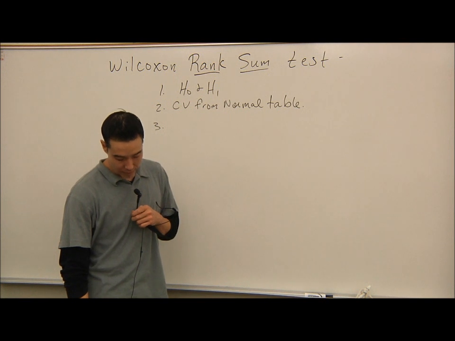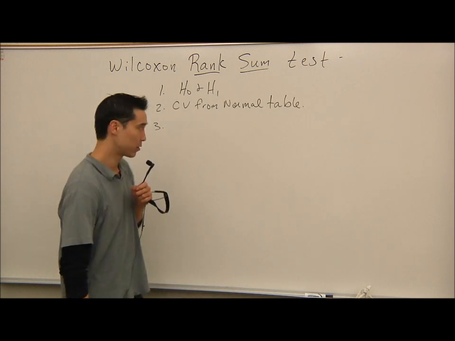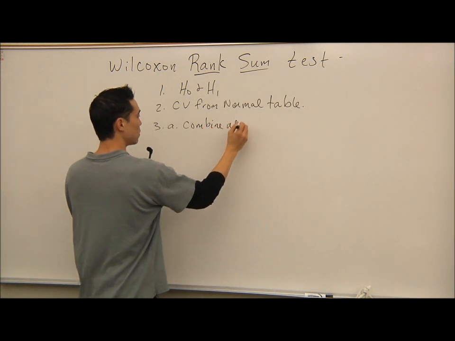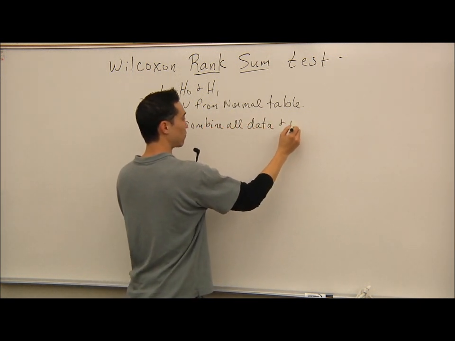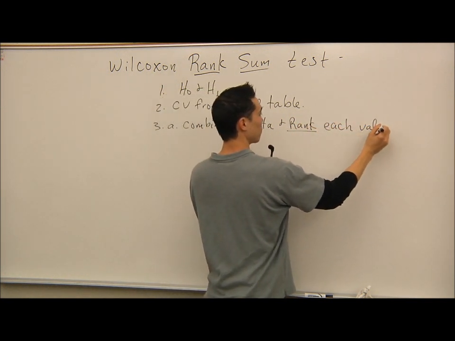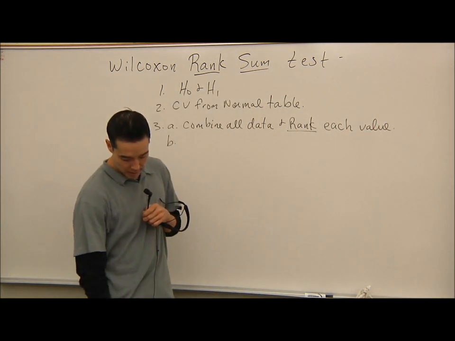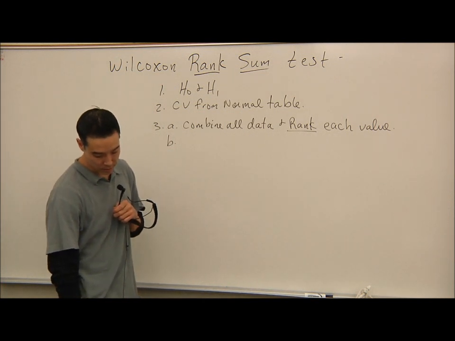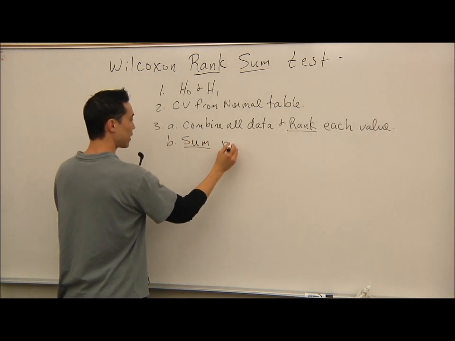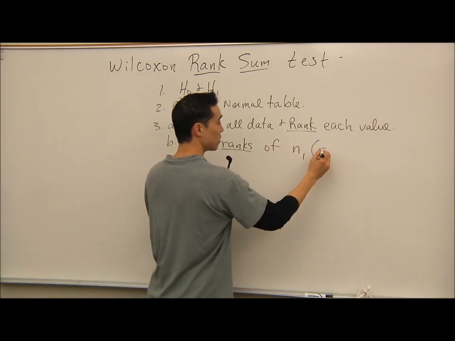Okay? So let's do 3A. You're going to combine data from both samples and arrange it in order and rank each value. Okay, so 3A will be combine all data together and rank what we just looked at, each value. Okay? 3B will be sum the ranks of the group with a smaller sample size, and we're going to call that N1. Okay? So sum ranks of N1, which is the group with smaller sample.